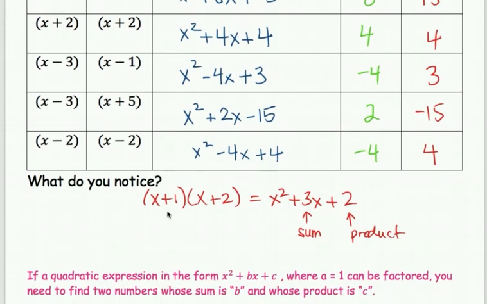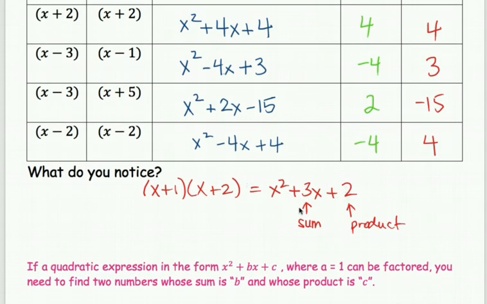What we're noticing here is that when we have these two binomials, to get to here we can FOIL, or use an area model. We're noticing that the middle number is just the sum of these two, and the last number is the product, if you multiply those two together. So that's what's going to help us go from this form back to this form today.